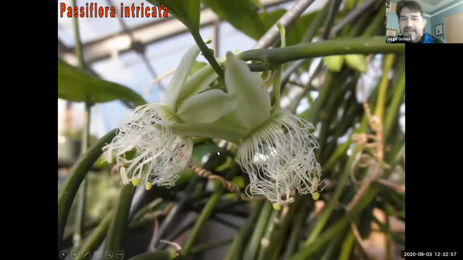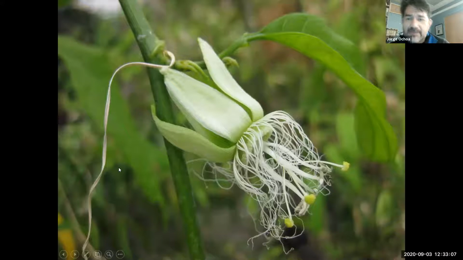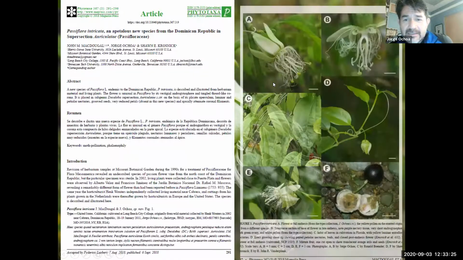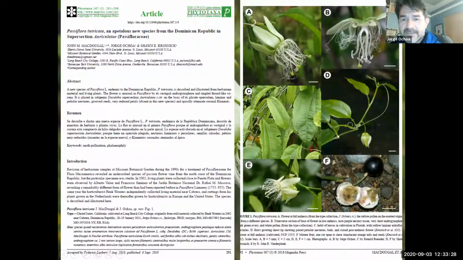And Intricata, that came to me as a possible new species, I was able to get it to flower in the horticulture unit. And these are my photographs and some of the first photographs in cultivation. And in fact, it was published. And if you see here, it says John McDougall and Jorge Ochoa and Sean Krosnick. So this is my first publication of a new species of passion flowers. And there it is, my photographs and my recording. So that was published in 2018.